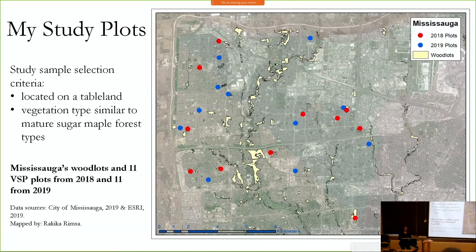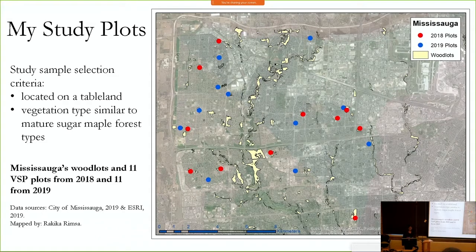The second criteria was that the vegetation type of the woodland must be similar to a mature sugar maple forest type. The reason was that in my preliminary research on the ecological systems in these fenced woodlands, they happened to be similar to sugar maple forest types. So even when selecting unfenced woodlands, I wanted them to have the same ecological type so that I could account for this difference. Ultimately I ended up with 22 plots, 11 sampled in 2018 and 11 sampled in 2011, among which 8 were fenced and 14 were unfenced.